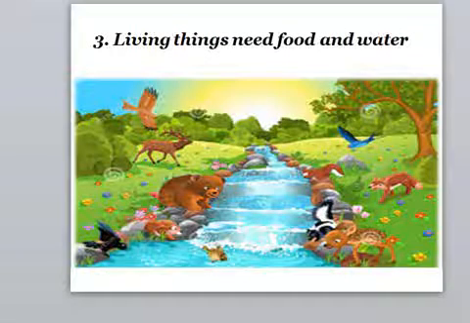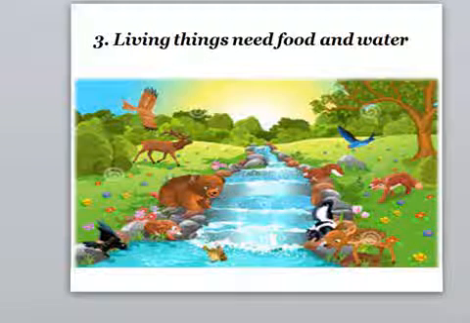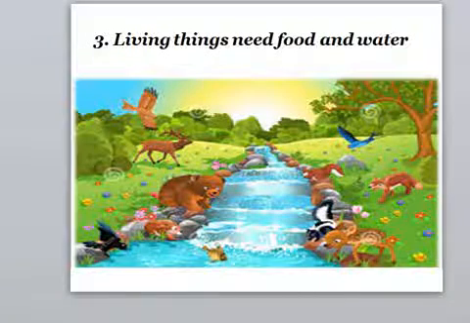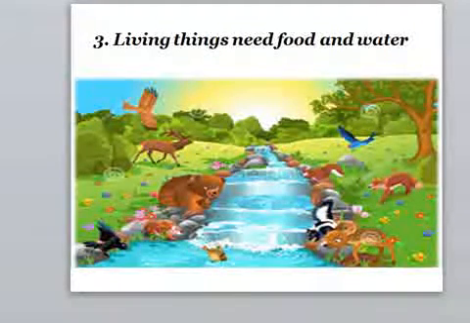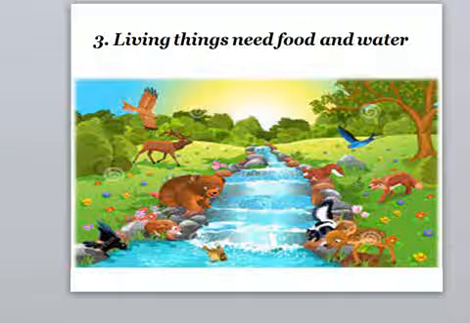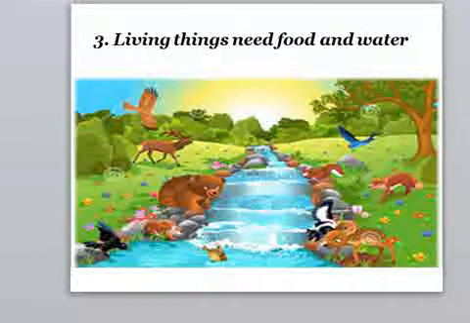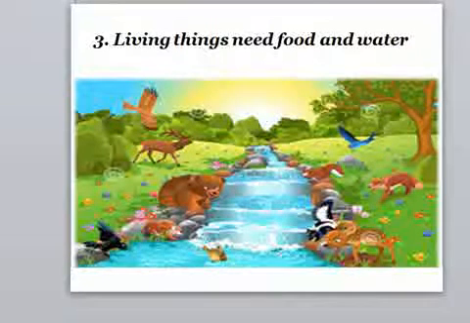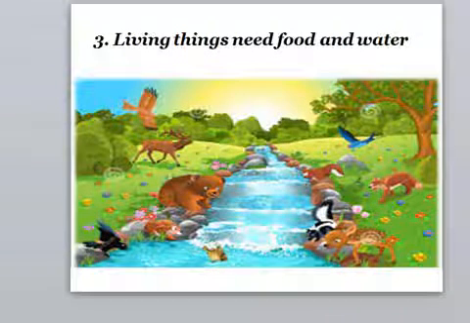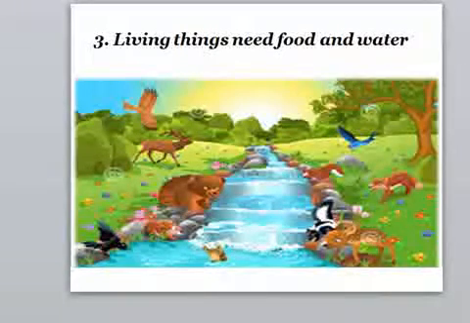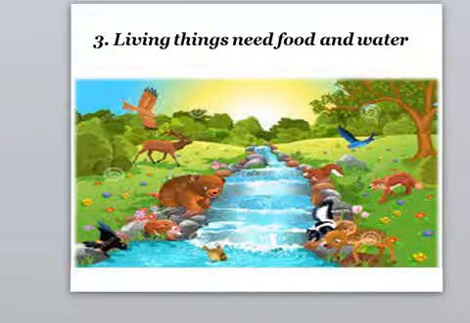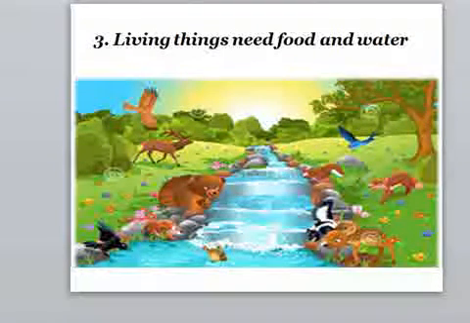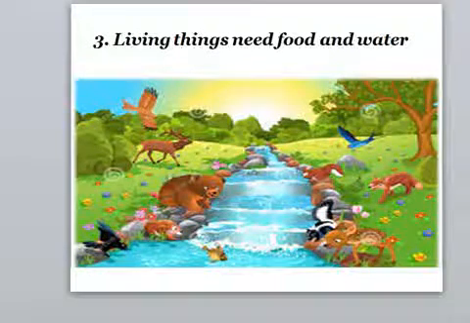Next characteristic: living things need food and water. All living things need food and water for growth. The method of taking food is different in different organisms. Green plants synthesize their food by the process of photosynthesis, and animals are dependent on plants for their food. Many animals eat other animals for their food. A few animals take food in liquid form, whereas the majority of them take it in solid form.